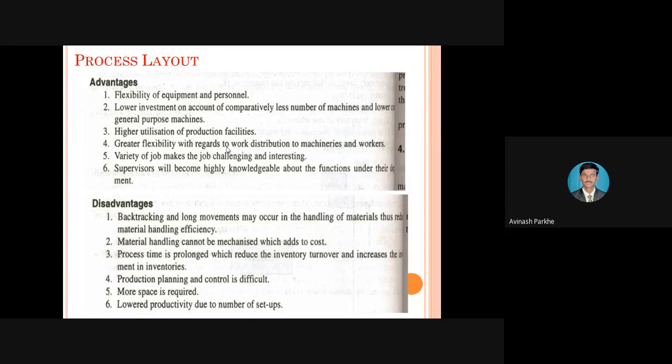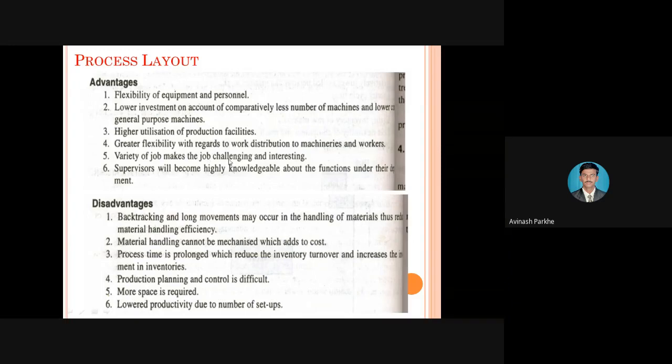Therefore, whenever we are visiting any type of workshop, any small scale industry, or some fabrication unit, you can see that in the fabrication unit only 1 lathe machine is available, 2-3 drilling machines are available, 2-3 grinding machines are available. That means higher utilization will be taking place in the production facility.